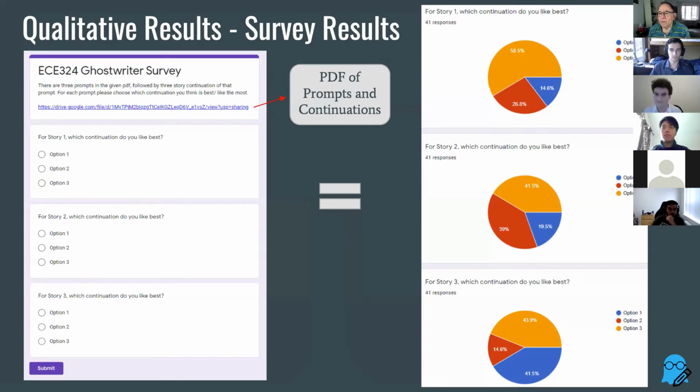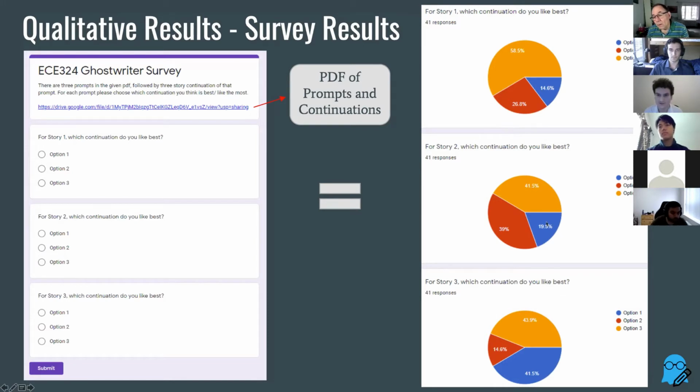And so you're up against the baseline. Which of these colors is the baseline? Blue. The blue one is the baseline. Okay, so they liked your continuation best 59% of the time. Oh, for story, I can't read this. This is story 1, story 2, and story 3. Okay, so it's three different stories. So you did well in the first story, but not the second.